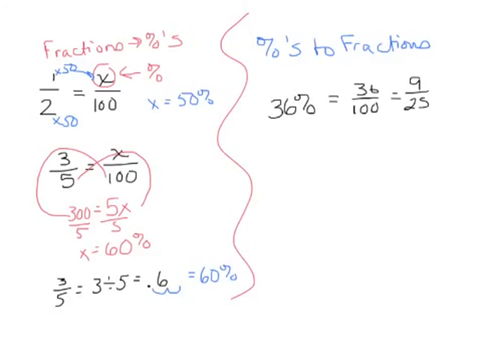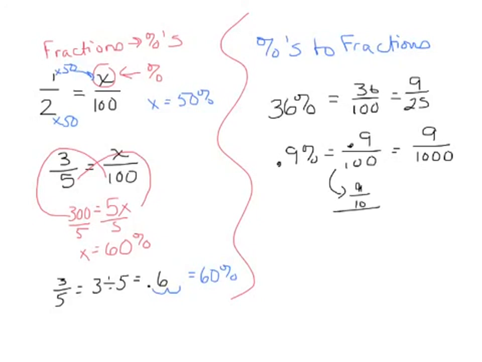Okay. If it's a little bit stranger, like 0.9%, what that means is that it's 0.9 out of 100. Now, you don't normally want a decimal inside a fraction, so this would end up becoming 9 over 1,000. Reason being, 0.9 is really 9/10, and then it's over 100. So that's 9/10 divided by 100. Keep change flip, 9/10 times 1 over 100. So this is how I get the 9 over 1,000.